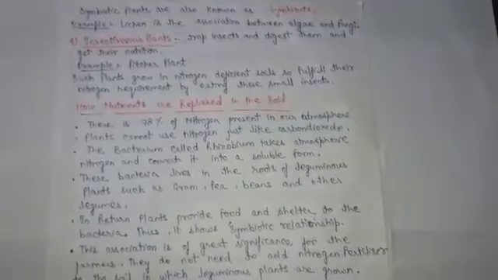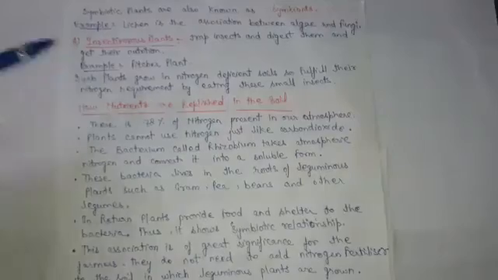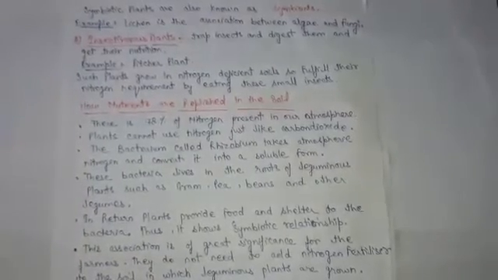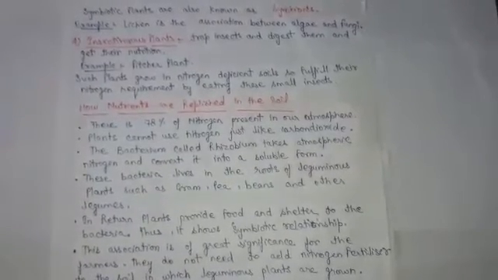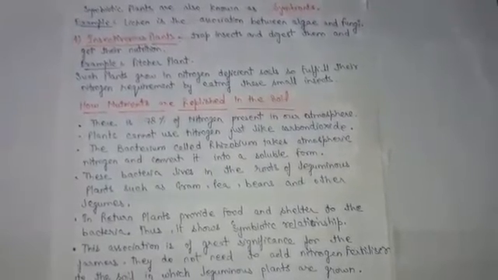There are a few plants which can trap insects and digest them and get their nutrition, for example, pitcher plant. Actually, these plants can synthesize their own food by photosynthesis, but they grow in nitrogen deficient soil.